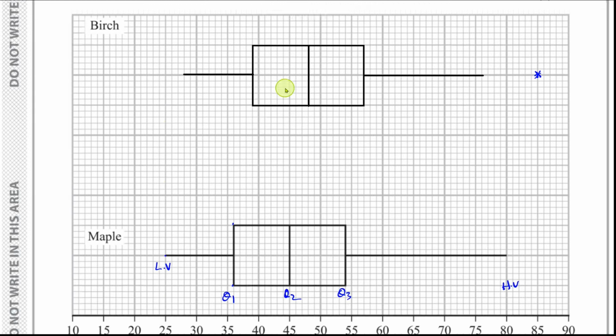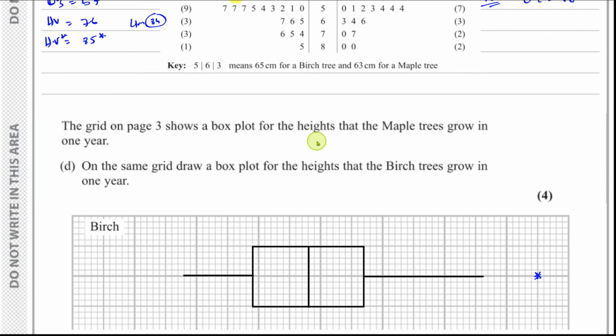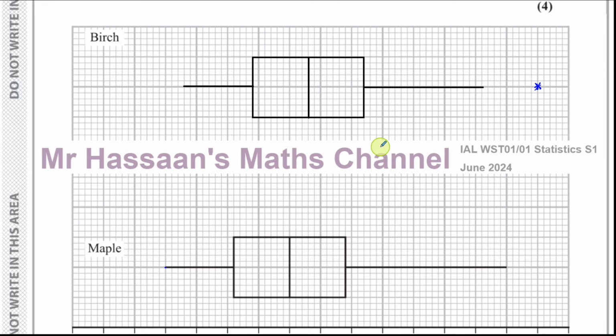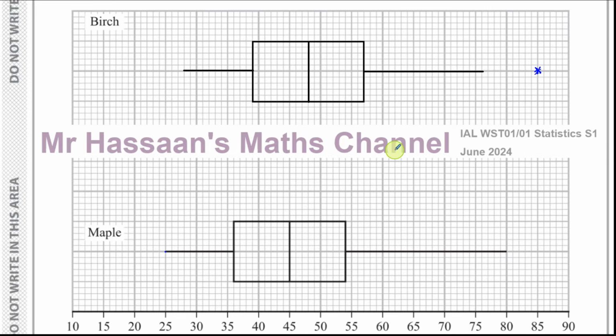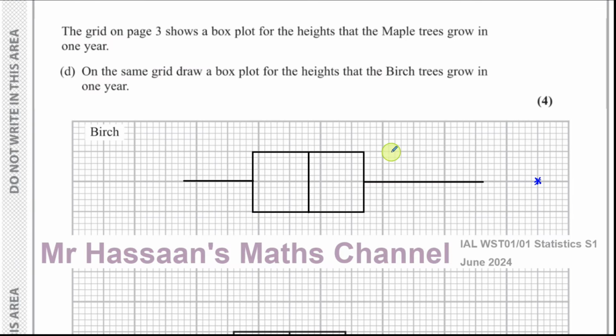Now part E. Part E says: comment on any difference in the distributions of the growth of these birch trees and the growth of these maple trees. State the values of any statistics you have used to support your comment. When we compare box and whisker plots, we normally look at 2 things. One is the value of the median, which tells us about the average growth, in this case the growth in centimeters per year.